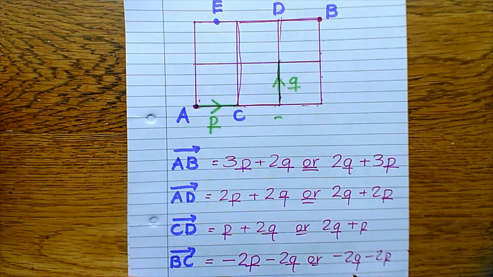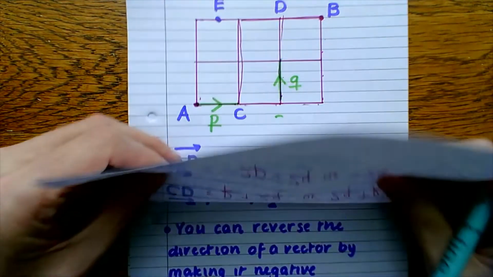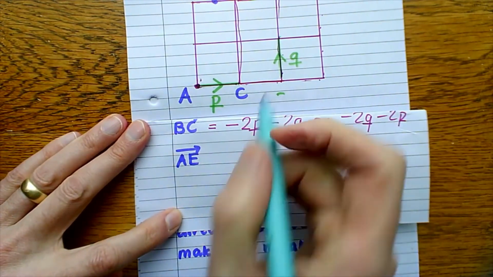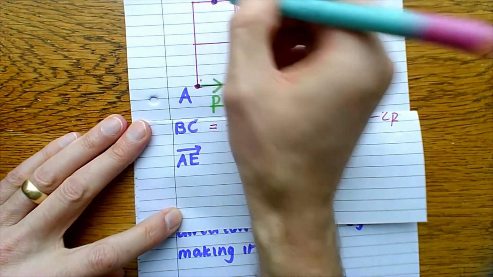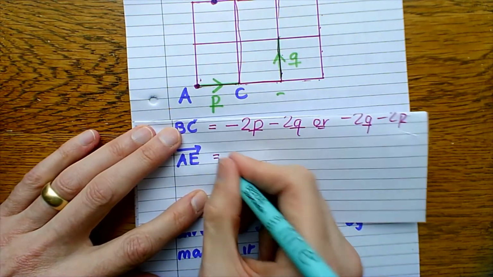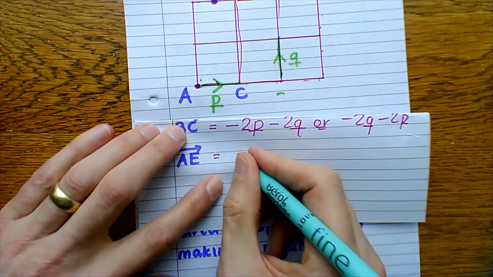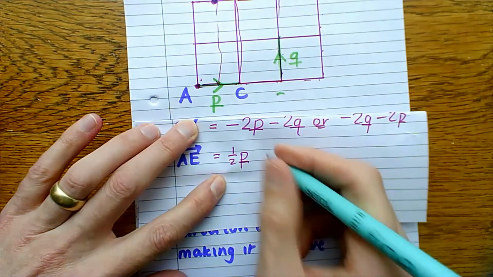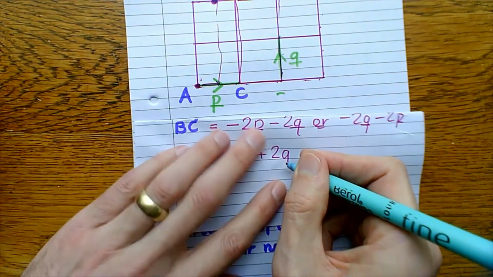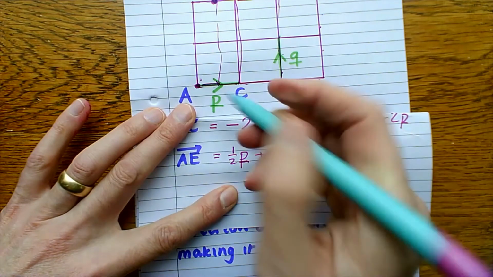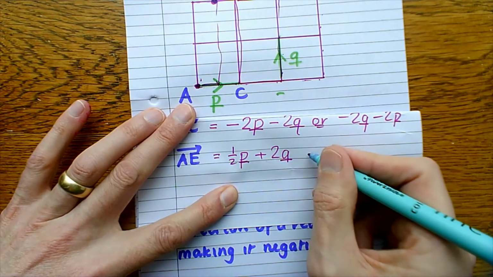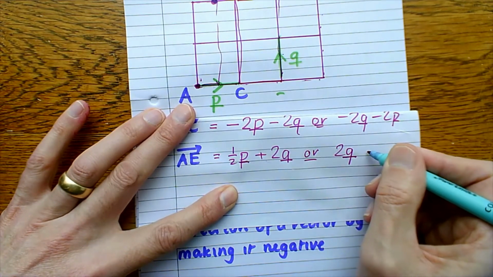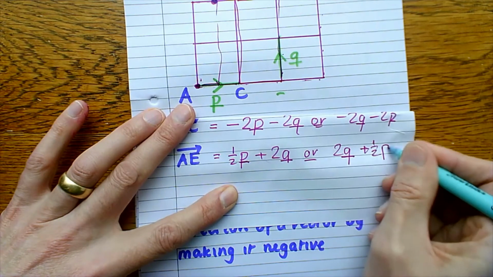And the last thing that we're going to look at, and I'll maybe fold it so that you can see the question and the diagram, is from A to E. If we want to get from A to E, now E is halfway along. So to get from A to E, we could go along half of P, and then up 2 Q's, and that would get us from A to E. And obviously the alternative would be to go up first 2Q and then along half P.